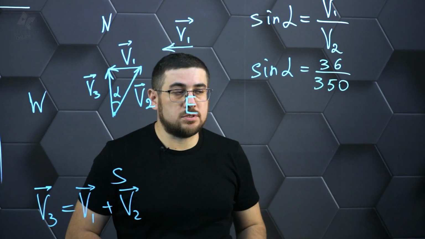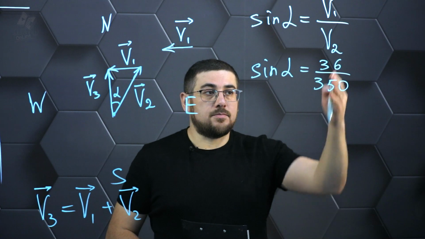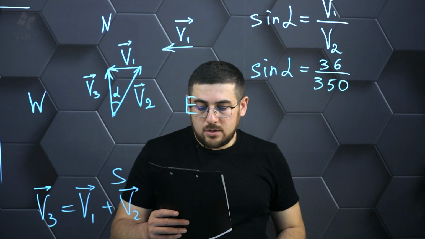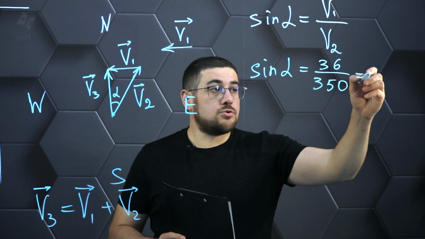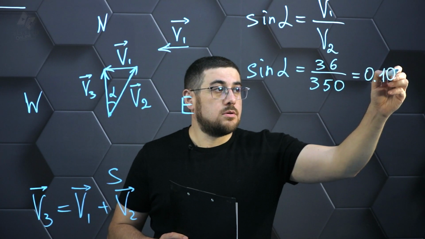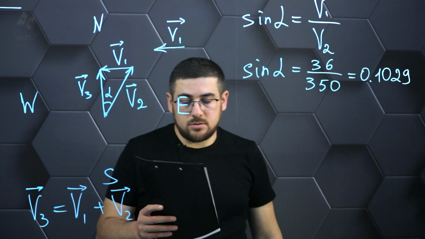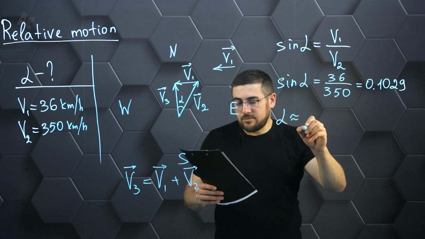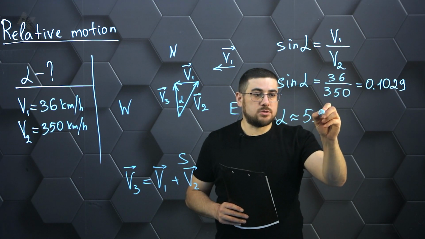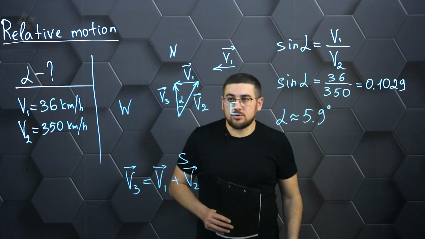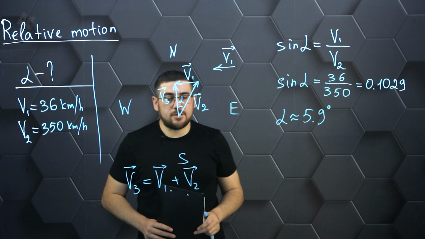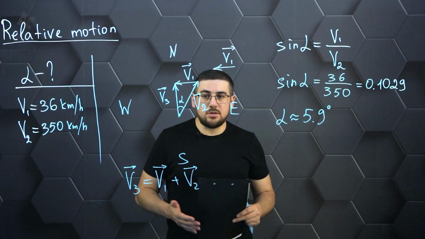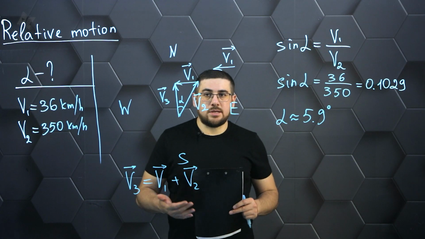Note that here it is not necessary to translate these speeds into meters per second, because when dividing they are still reduced, so you can leave the speeds in kilometers per hour. So after the calculation we get a sine of approximately 0.1029, and calculating the arcsine from this number, we get an angle of about 5.9 degrees. Therefore, the pilot must direct the airplane at this angle. Should he adjust the angle if his speed decreases? Asking the previous question, when speed decreases, should a change in angle be made?